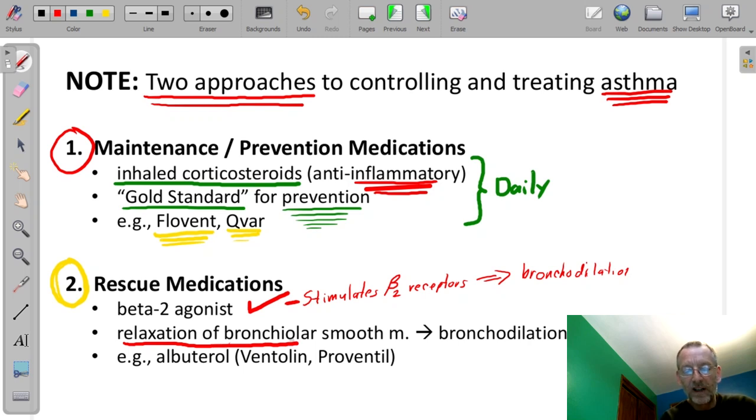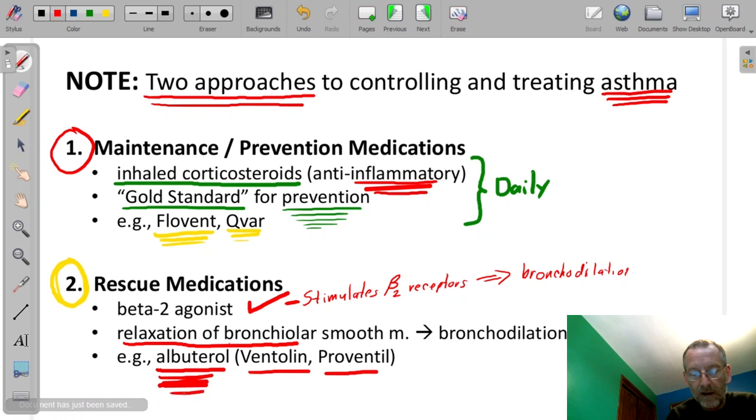A couple of examples of beta-2 agonists that I would like you to recognize. Albuterol is a generic, trade name Ventolin, Proventil, etc. But albuterol is what it's commonly referred to as. So I would like you to sort of appreciate the treatment and the maintenance of asthma with maintenance medications and rescue medications.